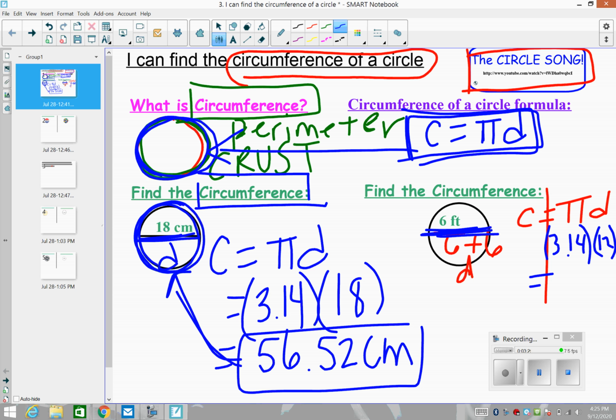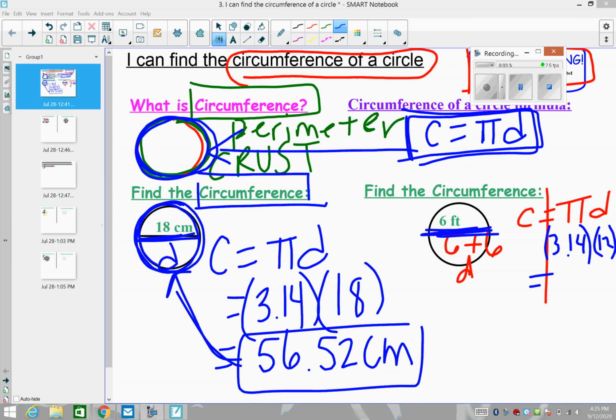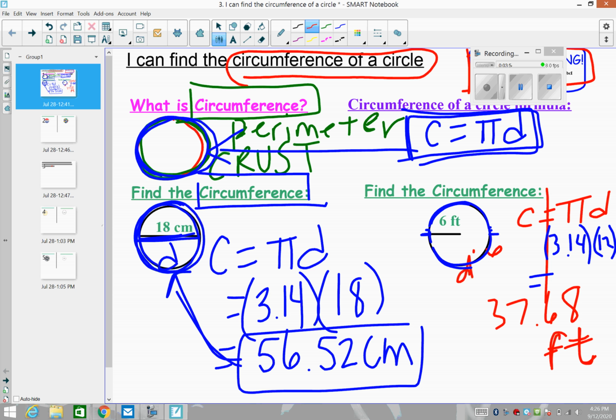So 3.14 times 12. Type it in. The distance across this circle that has a radius of 6. I'm going to erase that so we can see that it was a radius. It gives me 37.68. The unit on that is feet. I'm not sure why I said it like that. That is the distance around that circle, 37.68, the circumference. Yay!